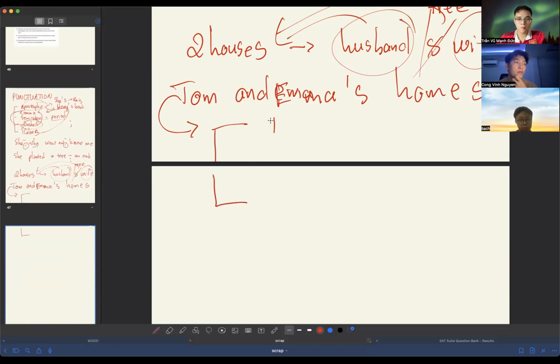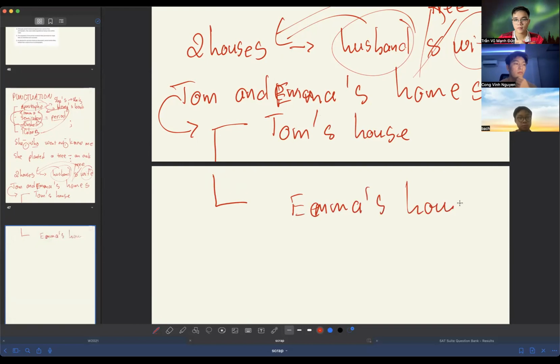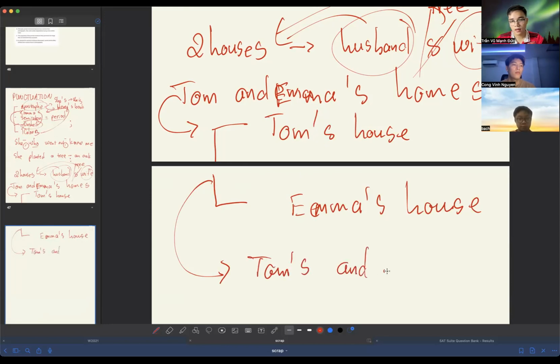If say Tom and Emma both share the same house, you can say Tom and Emma's houses. But if they are separated, I'm going to separate them and their properties. So I'm going to say Tom's house and Emma's house. This is how it's going to turn out. And then we're going to combine it together, to make one sentence only. In English, we have Tom's and Emma's houses.